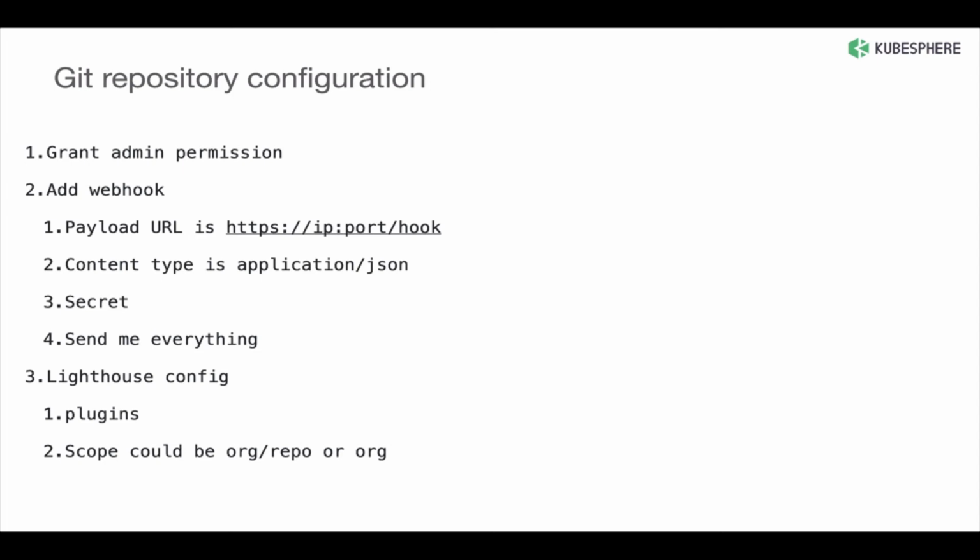Third, Lighthouse config. You need to add the configuration to the plugins config map. The scope could be org/repository or just org.